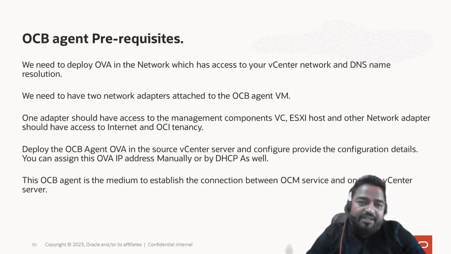Once we deploy this, we can assign the IP address to this OCB agent OVA manually, and we can enable DHCP as well. Once the OCB agent is deployed, it will establish the connection with your vCenter server, and then we need to register this OCB agent with our tenancy.